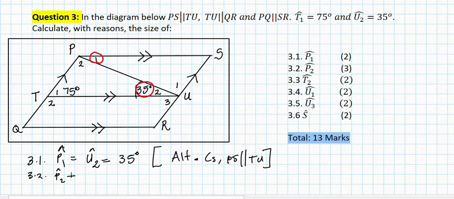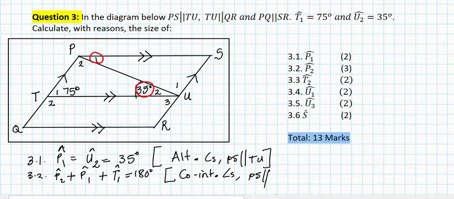I'm saying P2 plus P1. So we are talking about the whole of angle P. If I add P2 and P1 there, and the 75 degrees, plus angle T1, I must get 180 degrees. Why? Because they form a C formation. What is a C formation? Co-interior angles. These co-interior angles, which lines are they using? The line PS being parallel to the line TU. Easy as that.